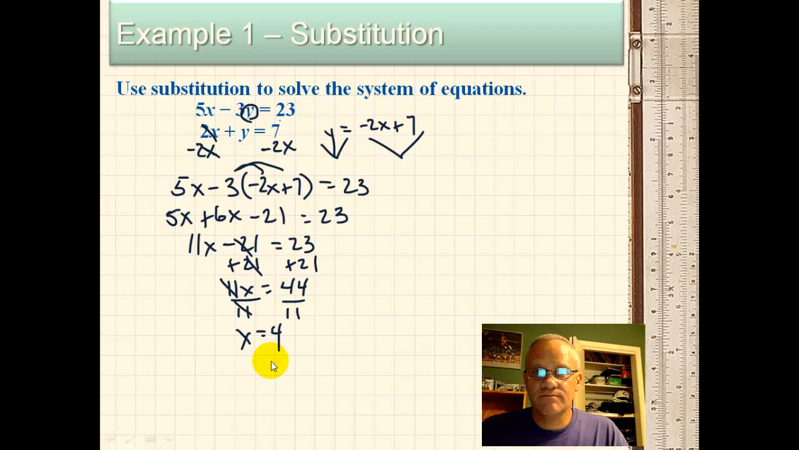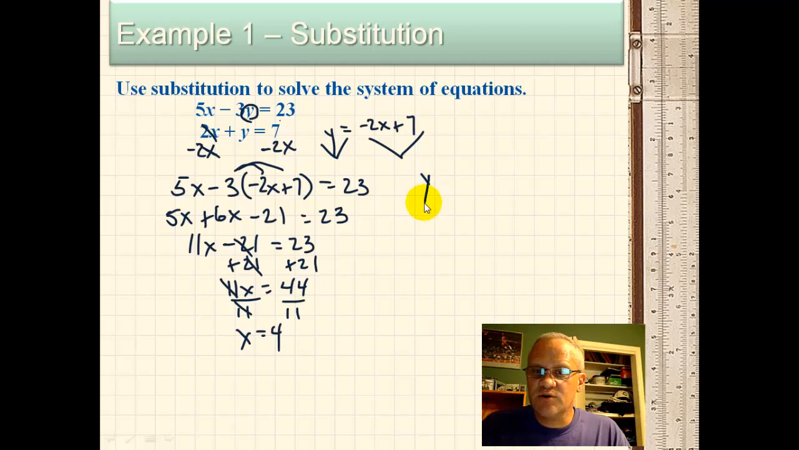Am I done? Not yet. Got one more thing. The good news is I don't have to go through all these steps again. From here on in, it's very simple, but I do have to do one more thing. I know what x is. I have to find out what y is. You could go back up to this original equation and plug x in and solve for y. You could go to this equation and plug x in and solve for y. I would suggest the one where you got y by itself, let's use that one. That's going to be the easiest one.